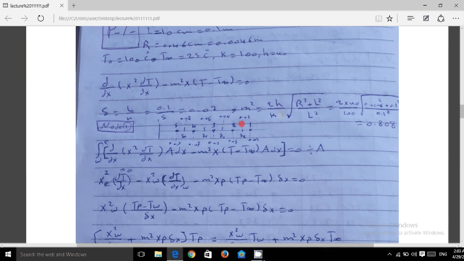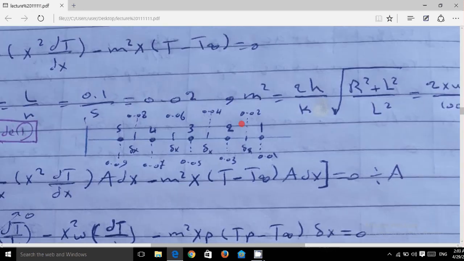At the beginning, as you see, I divided the length of this bar, which is equal to 0.1, the length of the fin. So from this point to this point is equal to delta x. Delta x is equal to 0.02, and from this point to this point it's equal to 0.04, because I add 0.02 to 0.02 and have 0.04. The same way I have 0.06 and 0.08.